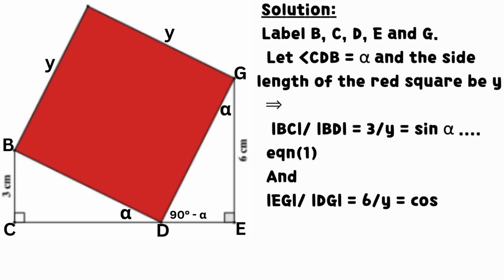This implies that the ratio of line BC to line BD equals the ratio of 3 to x, which equals sine alpha. We call it equation 1. And the ratio of line EG to line DG equals the ratio of 6 to x, which equals cosine alpha. We call it equation 2.